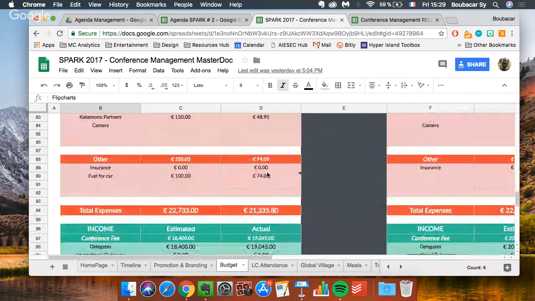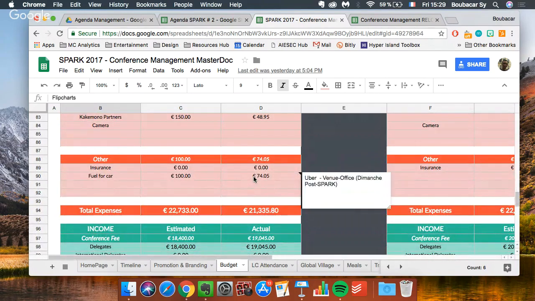And then fuel for car is that either you rent a car. In this case, we rented an Uber actually to go back from the venue to the office because it was all material at the end of the conference. Everyone is exhausted, so we ordered an Uber to make sure that all the materials would go back with 2 MCVPs. But also, potential insurance needs to be taken into consideration.